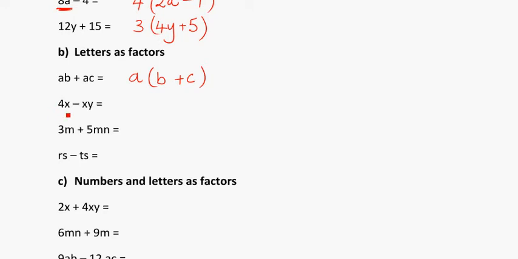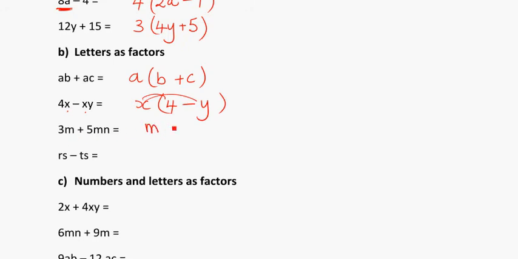Next one. What's common? Oh, an x is in both of those. Nothing else is common. Pull your x out, factorise it out, and I need to get a 4 there. Take away, and what do you multiply x by to get xy? I need a y. And always recheck. 4x minus xy. Yes.